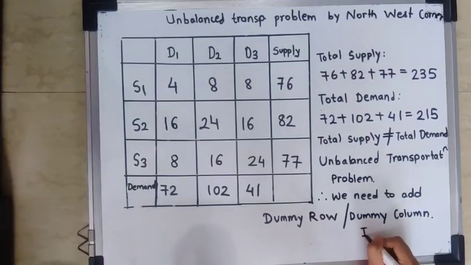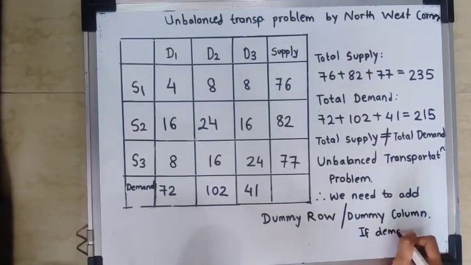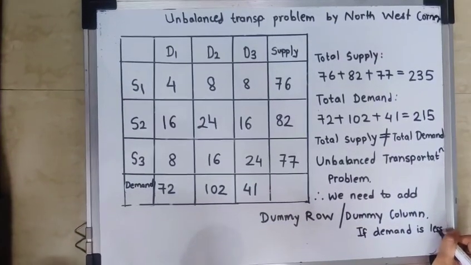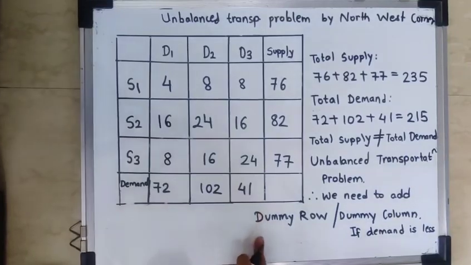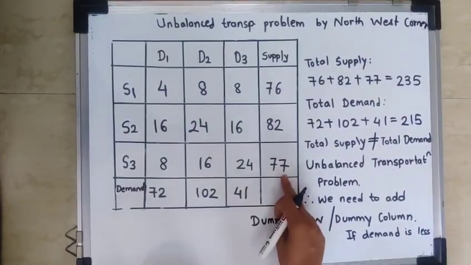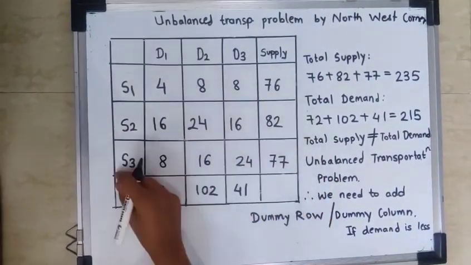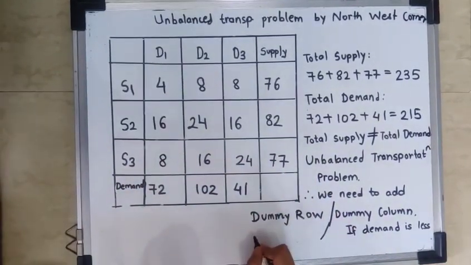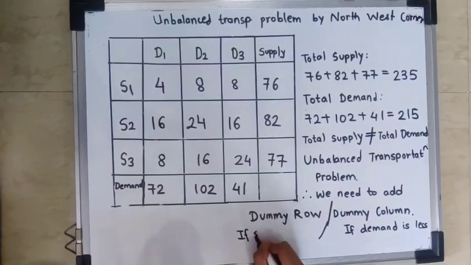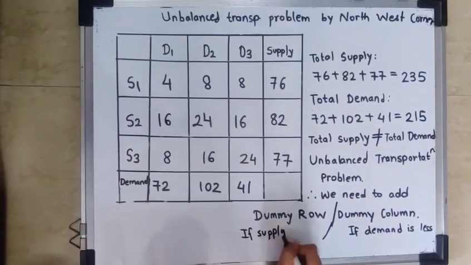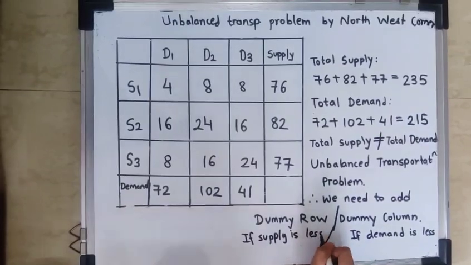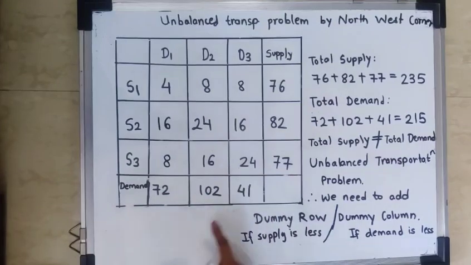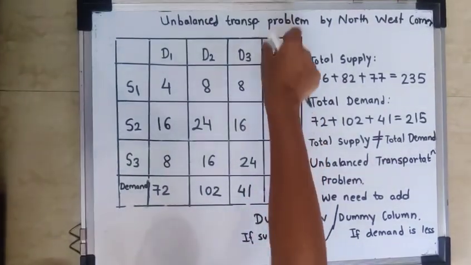Similarly, if in case supply is less, we need to add a dummy row to make it equal to the demand. So if the supply is less, we need to add a dummy row, and if the demand is less, we need to add a dummy column.